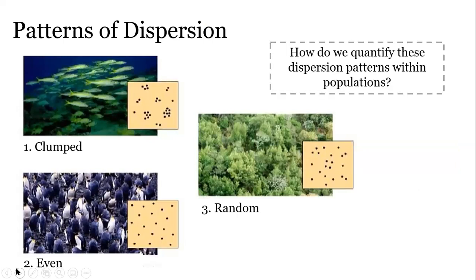So here are a few examples of those different patterns. Schools of fish clumped together for protection. This is a random pattern of trees dispersed and growing in different locations. This is an even dispersion pattern of penguins, which apparently evenly distribute amongst their colonies to distribute heat. So how do we quantify these patterns of dispersion statistically?